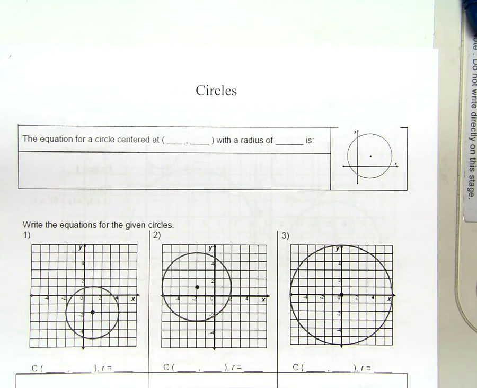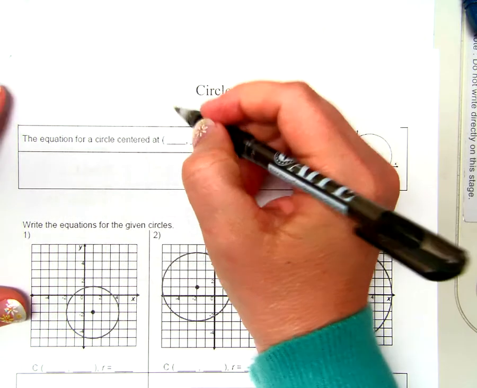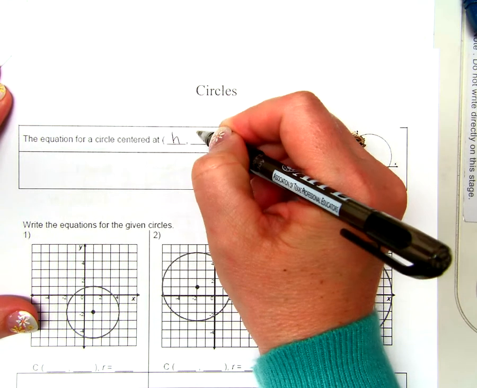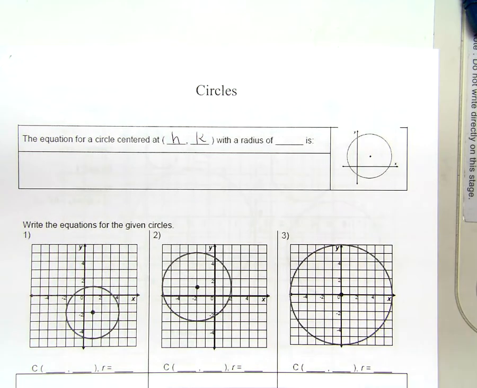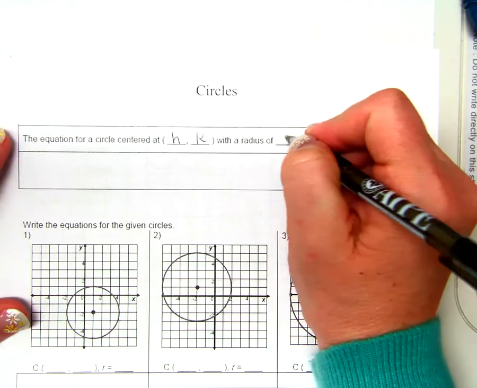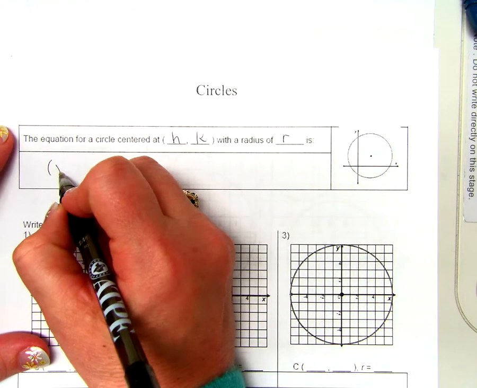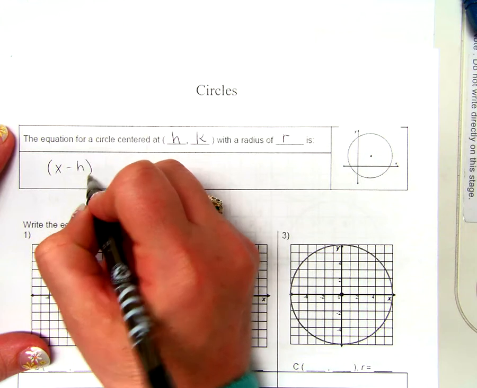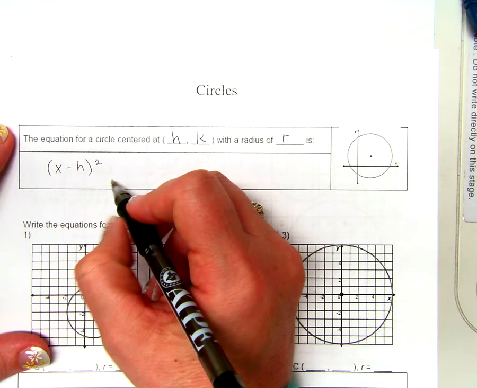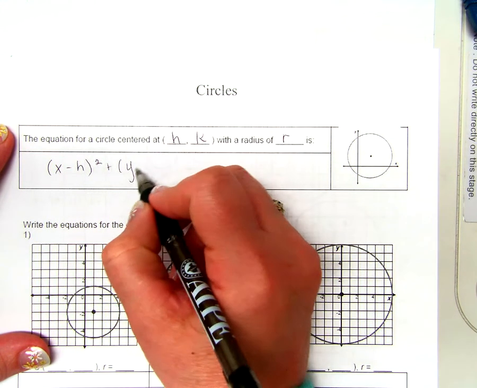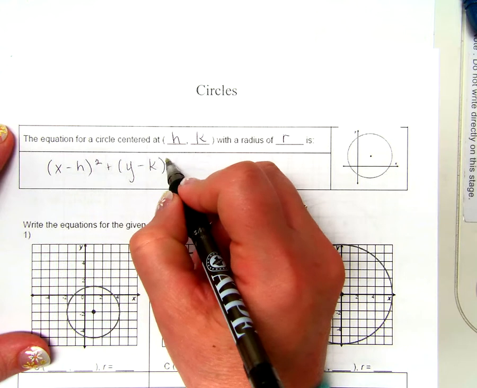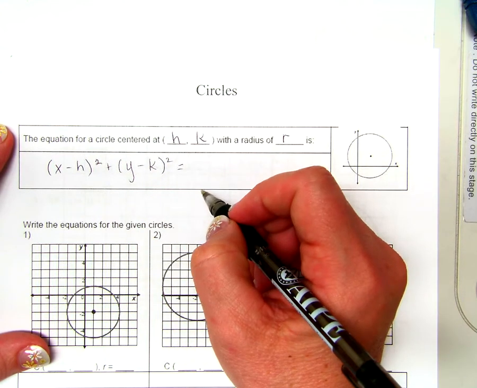The equation for a circle centered at (h, k) with the radius of r is (x minus h) squared plus (y minus k) squared equals r squared.